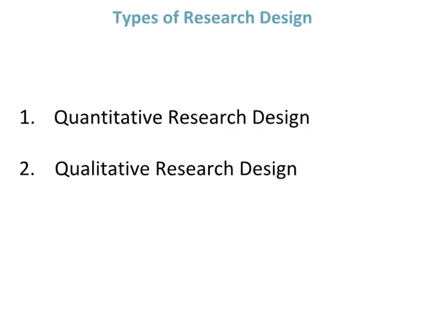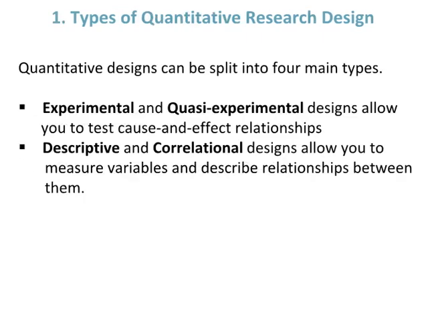There are 2 types of research design: quantitative research design and qualitative research design. In the next slides, I will explain types of quantitative research design and qualitative research design. Number 1 is types of quantitative research design. Quantitative designs can be split into 4 main types. Experimental and quasi-experimental designs allow you to test cause and effect relationships. Descriptive and correlational designs allow you to measure variables and describe relationships between them.